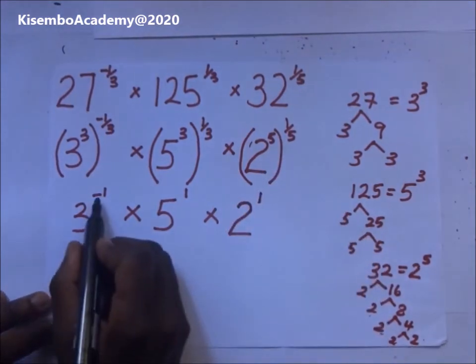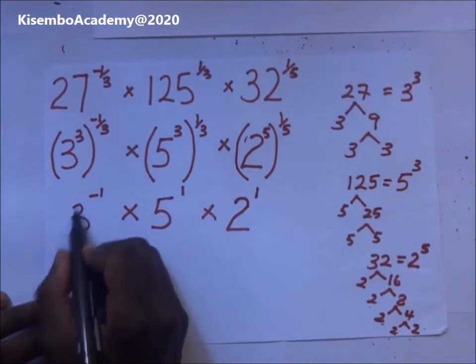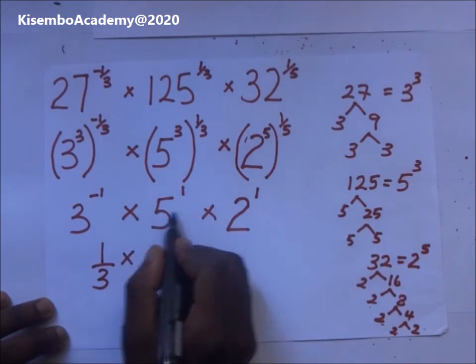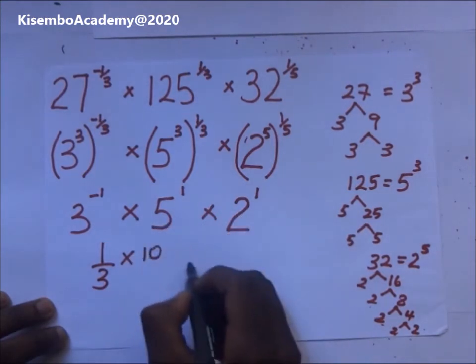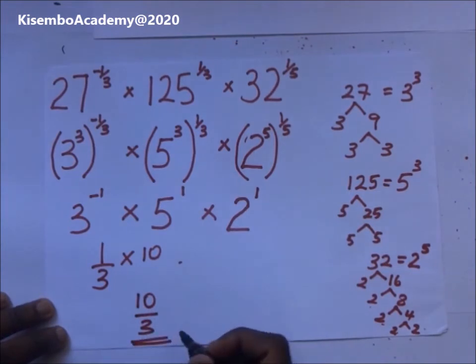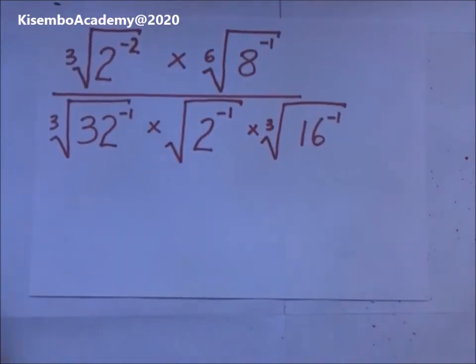And definitely this being a negative 1, to remove this negative, you make this number a reciprocal, so it's going to become a third times 5 times 2, which is 10. So the answer here is 10 over 3. Please take note of what we did in our previous video.